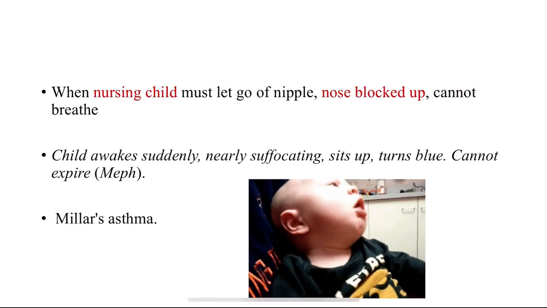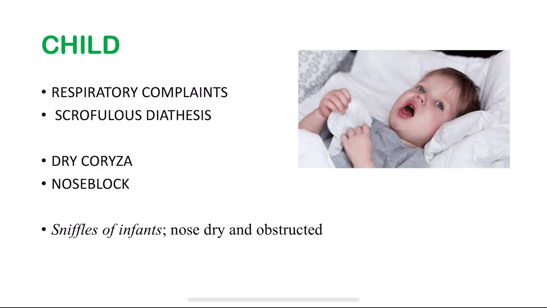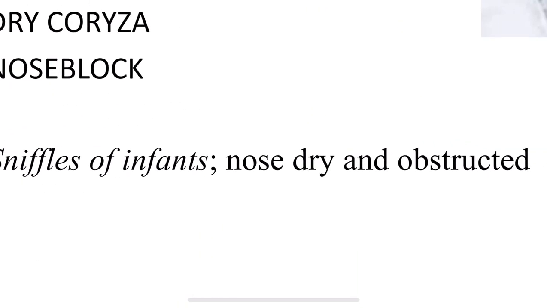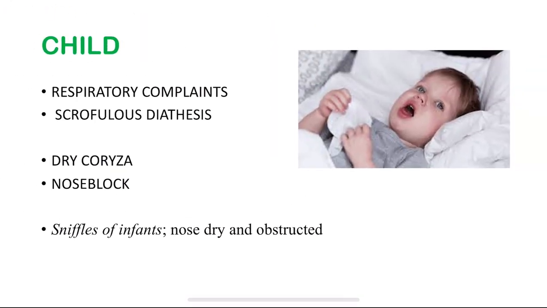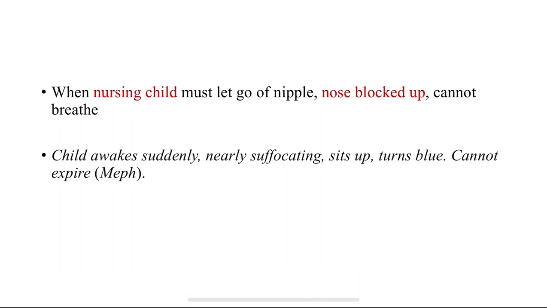Okay. Moving further to the urinary complaints. Should I just revise the child symptoms? I guess I was a little fast. So guys, we see in the child respiratory complaints, dry coryza, nose blocks, snuffles of infants. New thing which we saw is the snuffles, the noisy breathing of infants, nose is dry and obstructed. We know the baby cannot nurse well. It is because the nose is all stopped up, and so he withdraws the nipple. He lets go of the nipple because the nose is blocked and the baby is not able to breathe. So he wakes up suddenly, and the infant is not able to nurse.